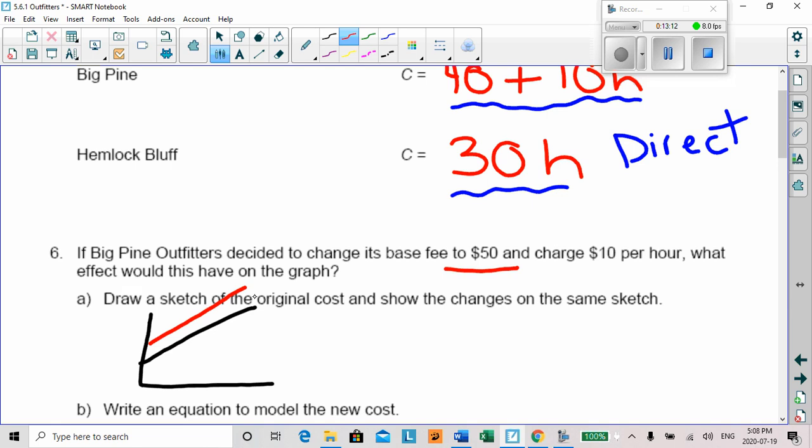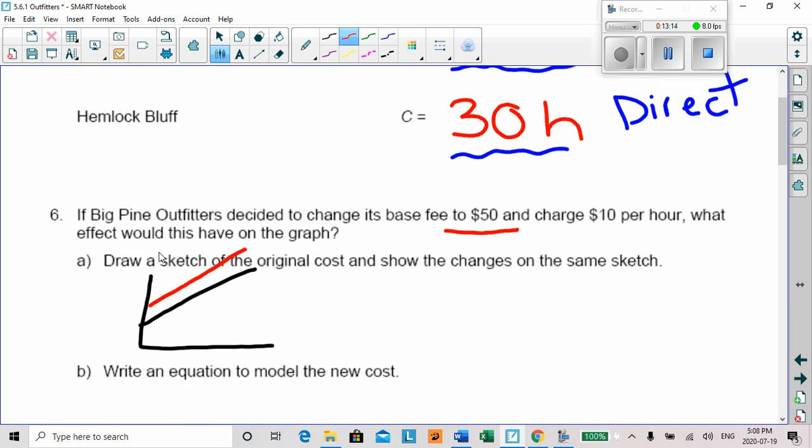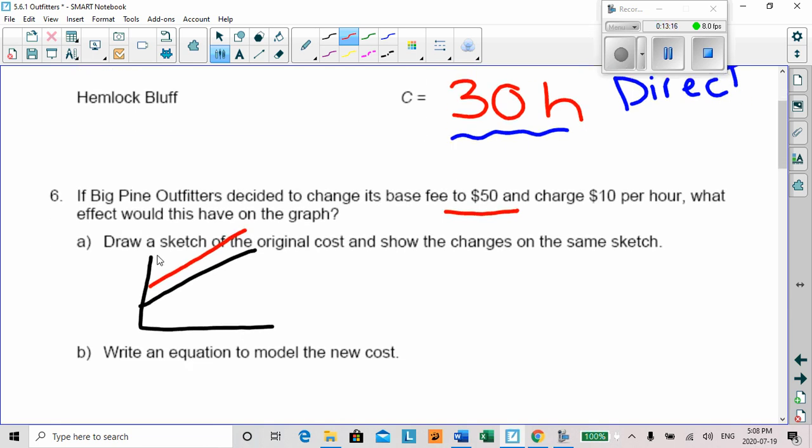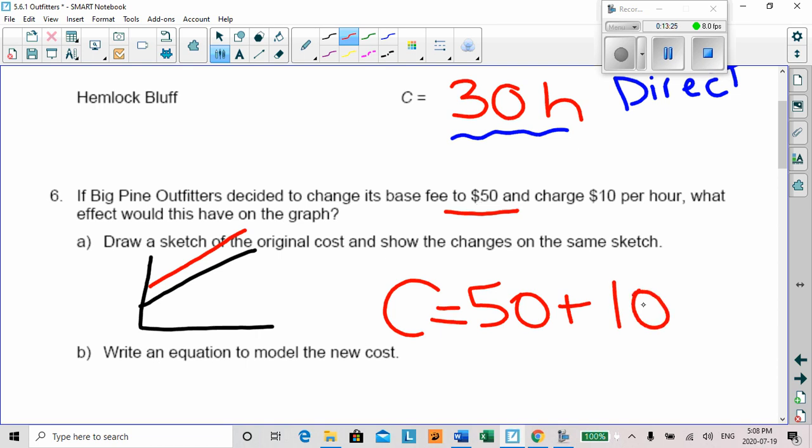Now we have to make the equation to go with that. All right, so the flat rate changed, so it's 50 plus it's still $10 per hour. So there is our equation to model that one.